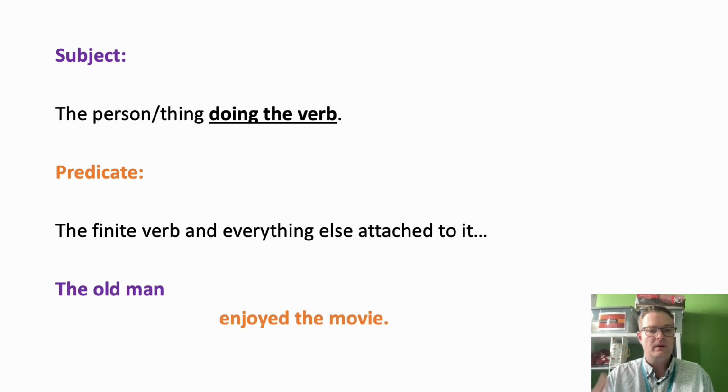So for example, the old man enjoyed the movie. The subject is the old man. The old man is doing the verb, which is to enjoy, and the predicate then is enjoyed the movie. So the verb and then whatever you did the verb to and all that put together. So subject, predicate. Here's some more examples.